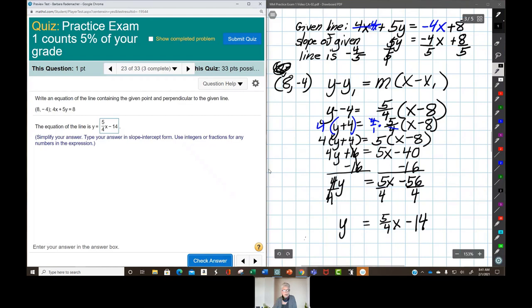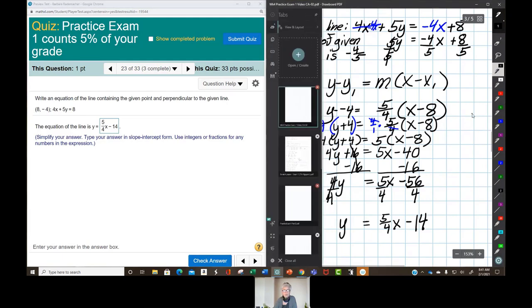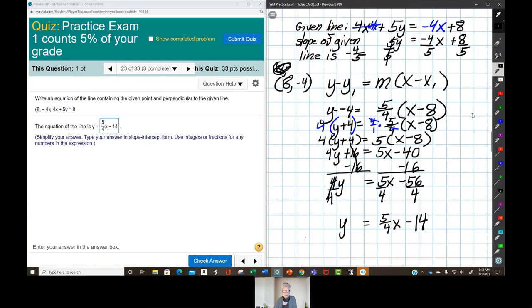Okay, parallel lines have the same slope. Perpendicular lines have opposite reciprocal slopes. Parallel lines go side by side forever. Perpendicular slopes meet at a right angle.